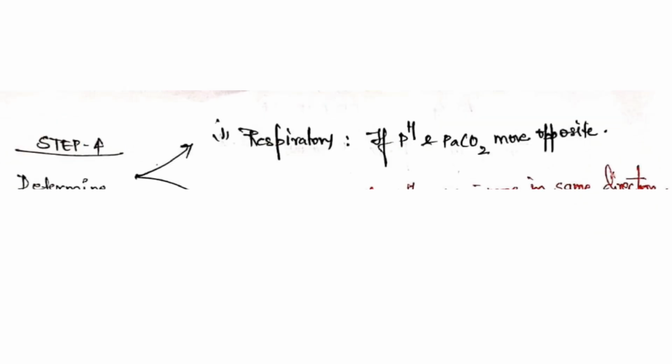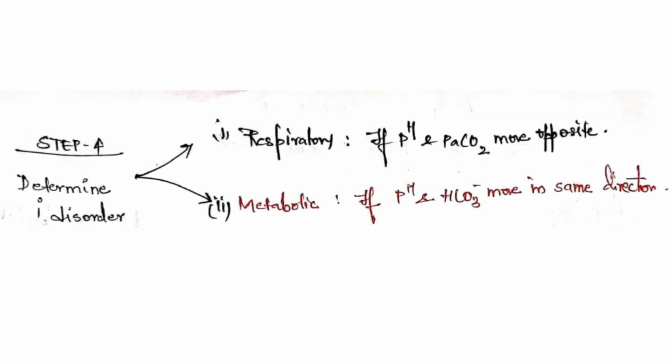Step 4. Determine the primary disorder, whether it is the respiratory component or the metabolic component. If the pH and the carbon dioxide move in the opposite direction, then it is the respiratory component. But if the pH and the carbon dioxide move in the same direction, then it is the metabolic component.